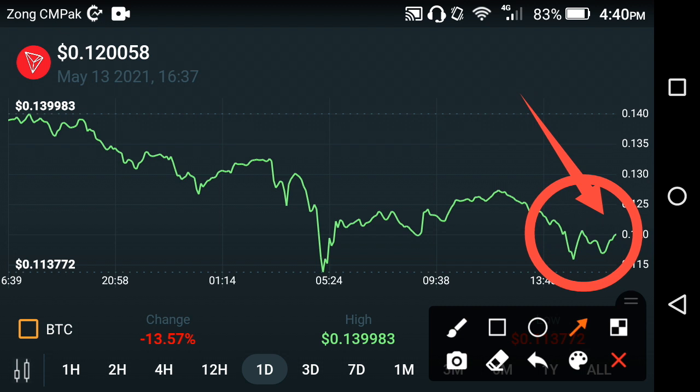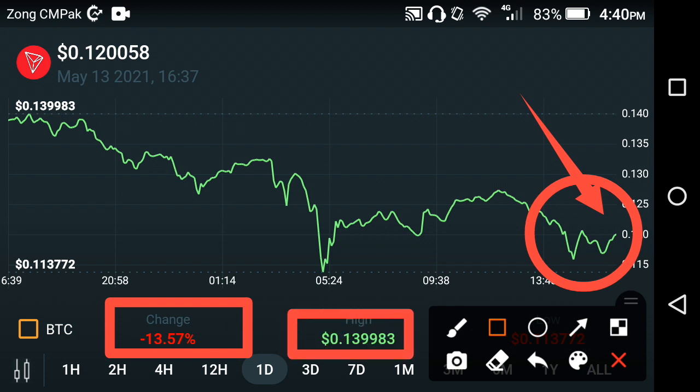And friends, if we talk about the price changes in the last one day, there is a negative 13.57% change in the TRX in the last one day, and the highest price is 0.139983 USD, the highest price of the TRX, friends.